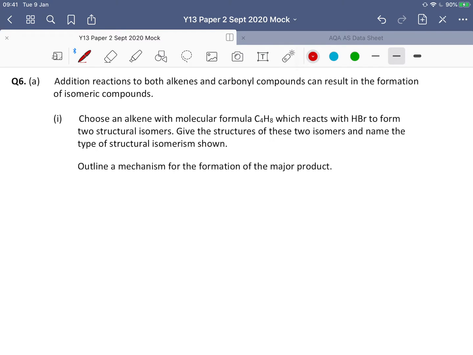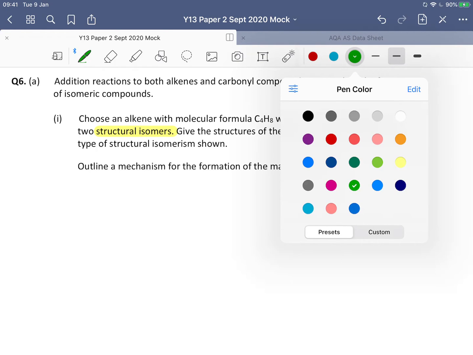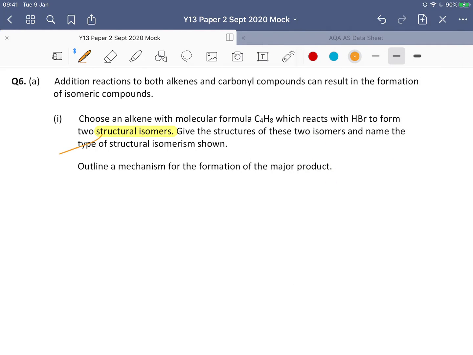And then part 1, choose an alkene with a molecular formula C4H8, which reacts with HBr to form 2 structural isomers. So structural isomers can be chain, position, or functional group.